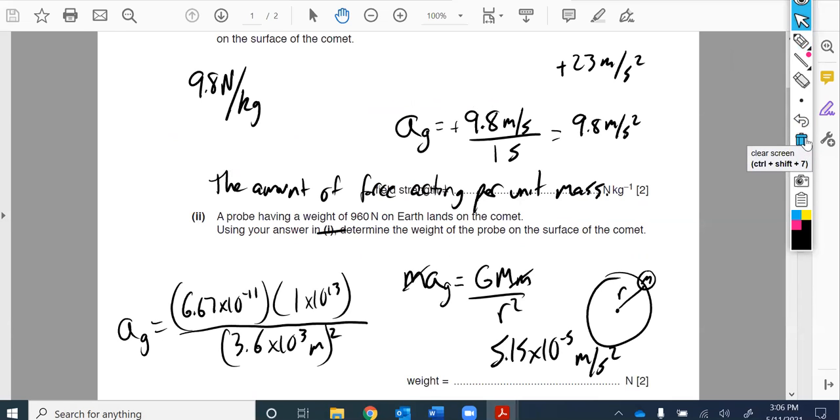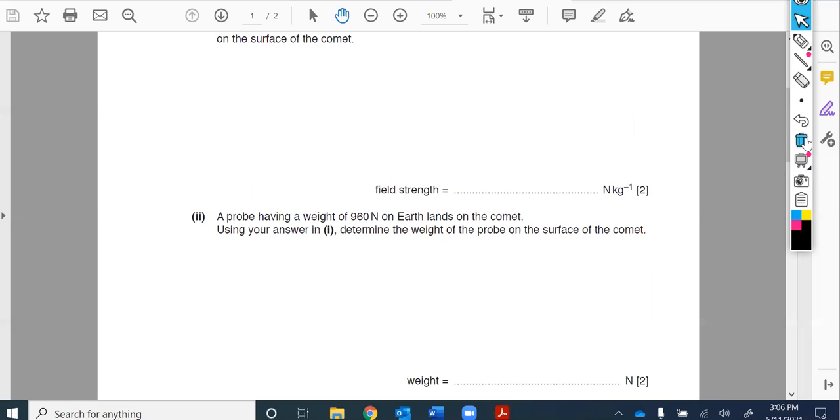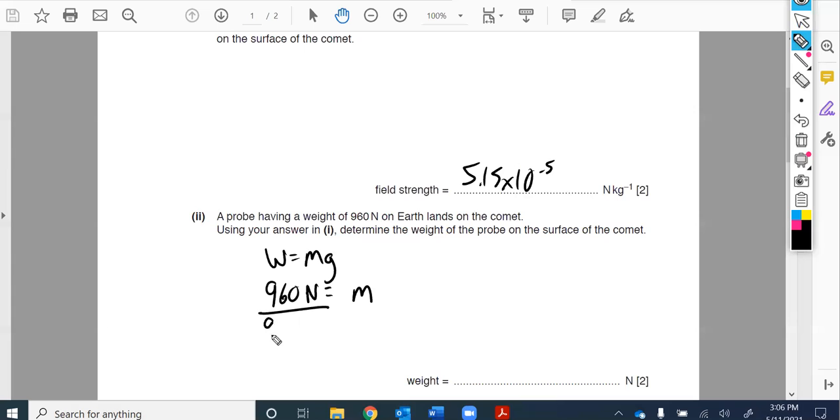It says a probe having a weight of 960 newtons on Earth lands on the comet. Using your answer, determine the weight of the probe on the surface of the comet. So keep in mind that value 5.15 by 10 to the negative 5. That's how many newtons per kilogram of gravity field strength there is on the comet. So on Earth, it weighs this. Weight is the force of gravity, equals mass times the acceleration due to gravity. If on Earth something weighs 960 newtons, we can calculate its mass by dividing each side by g, right? So 9.81 newtons per kilogram. So those newtons cancel, we're in kilograms of mass.